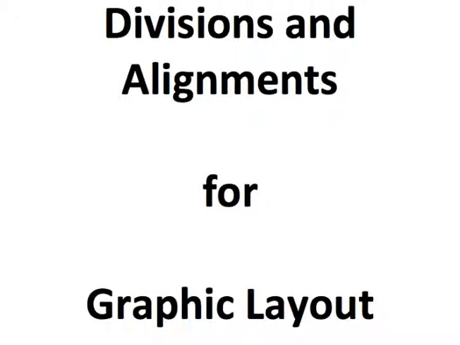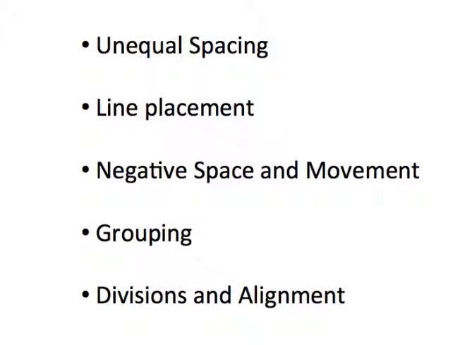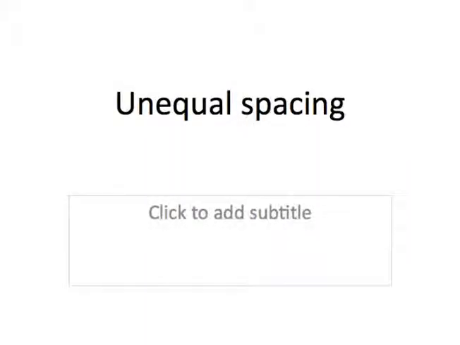Divisions and alignments for graphic layout. It can seem like a very simple issue, but in some ways it can be complicated. It's about composition, but it's using font, text, line placement, and then of course unequal spacing, negative space, implied movement, grouping. All of those things that you explored in Unit 1, we're going to put to a test here in Unit 2. So the first one's unequal spacing, and that's pretty straightforward.